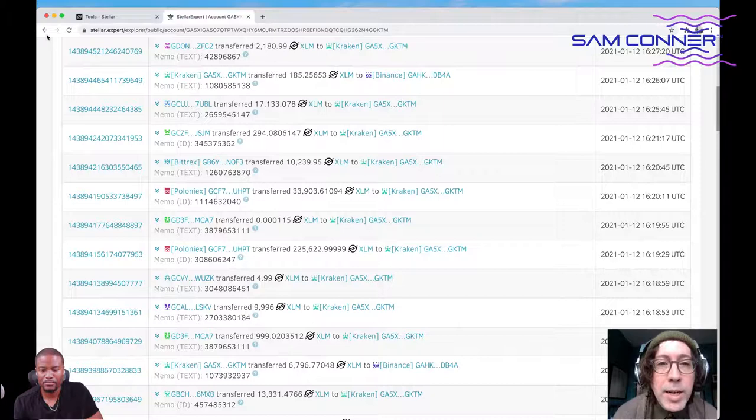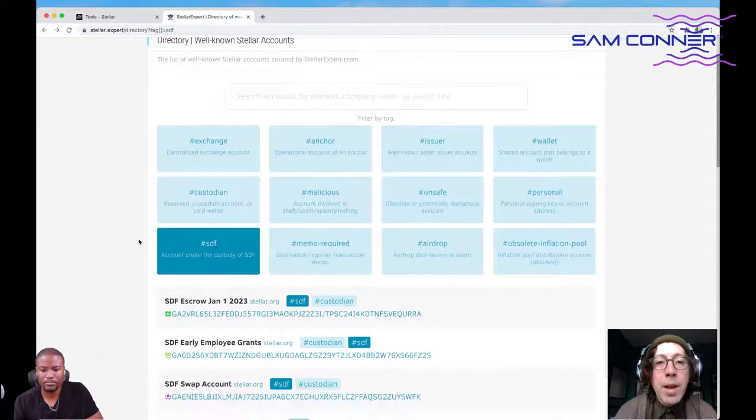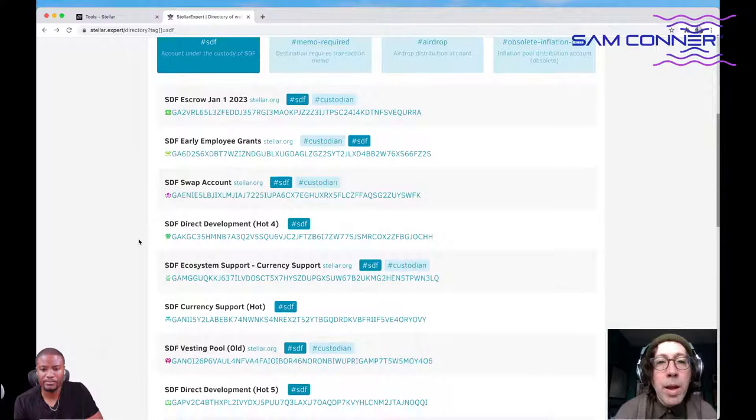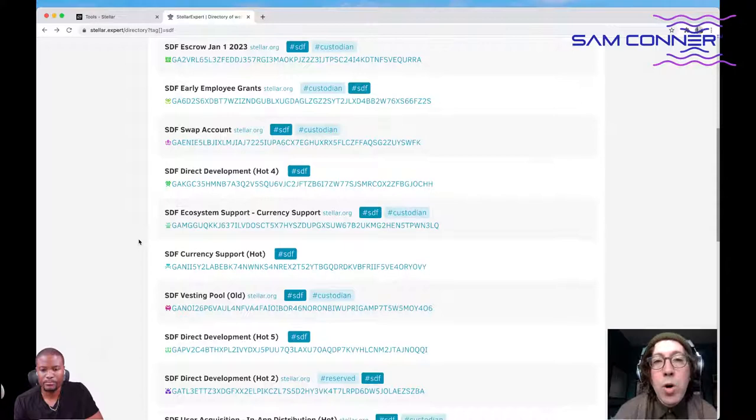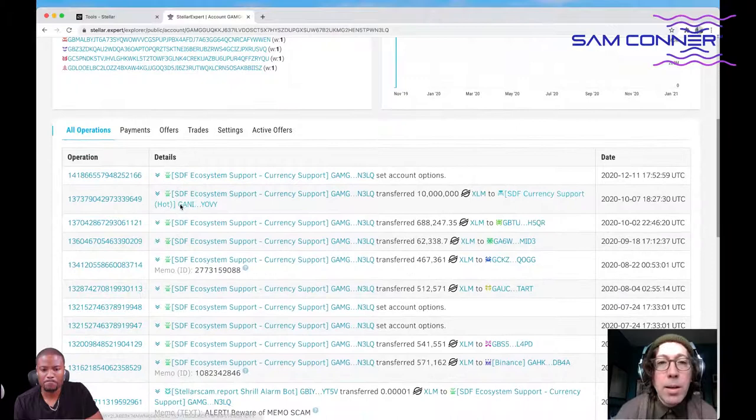Wow. Same thing if you go back and instead you look at, say, SDF accounts, not exchange. This will show you all of those accounts. Remember I said we clearly label our accounts and what they're for? And you'll see that, here you go, that SDF ecosystem currency support, that's where the currency grants that we give to anchors to set up on-off ramps, it's where those lumens come from. If you click on that, you'll see outgoing payments, and those represent currency support grants.